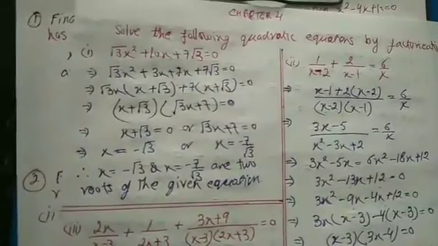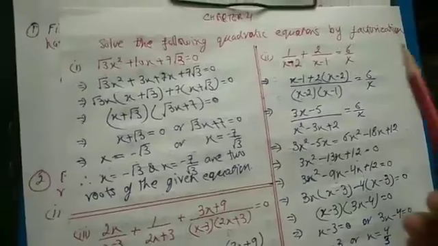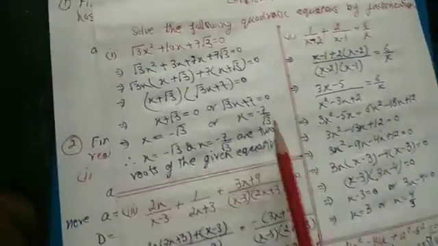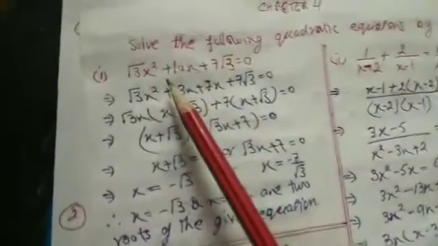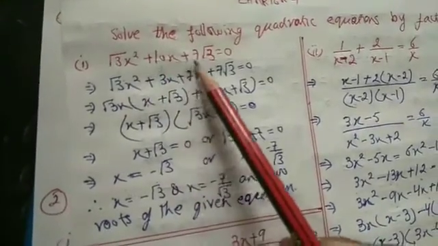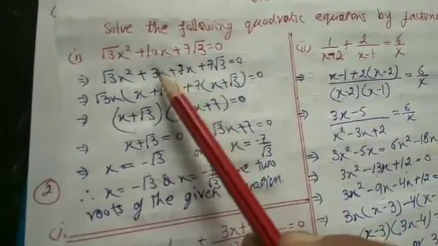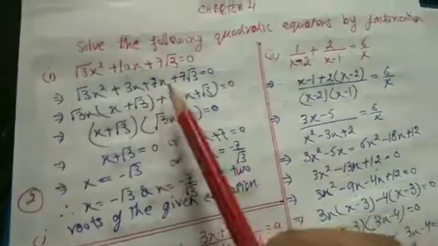Chapter 4, that is quadratic equation. The first question is: solve the following quadratic equation by the method of factorization. Looking at this question, we have root 3 x square plus 10x plus 7 root 3 is equal to 0. Now we have to solve this by the method of factorization.